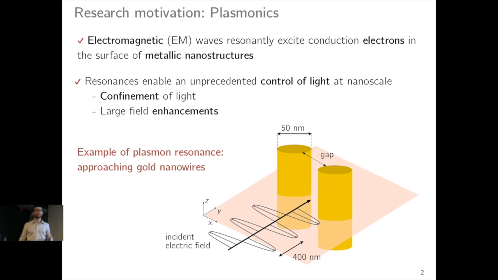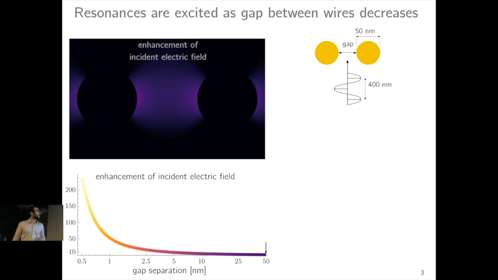The example consists of two infinitely long gold nanowires separated by a close distance or gap, illuminated with a plane wave. At the top here you see a top view of these two nanowires, and the colors correspond to the amplification factor of the incident field. That is, how many times the incident field is enhanced in this gap region.